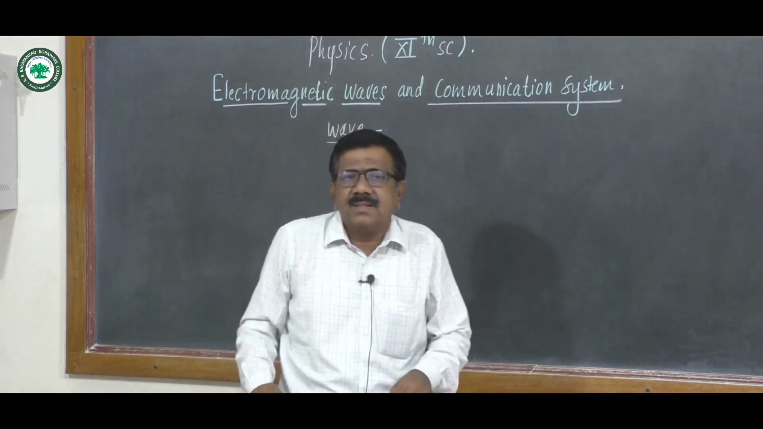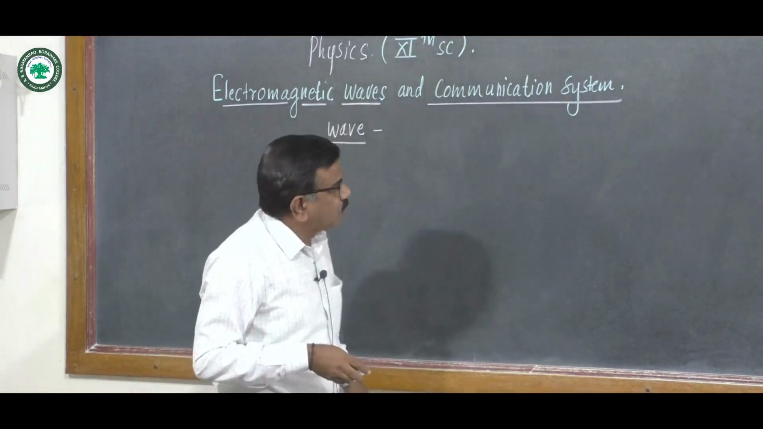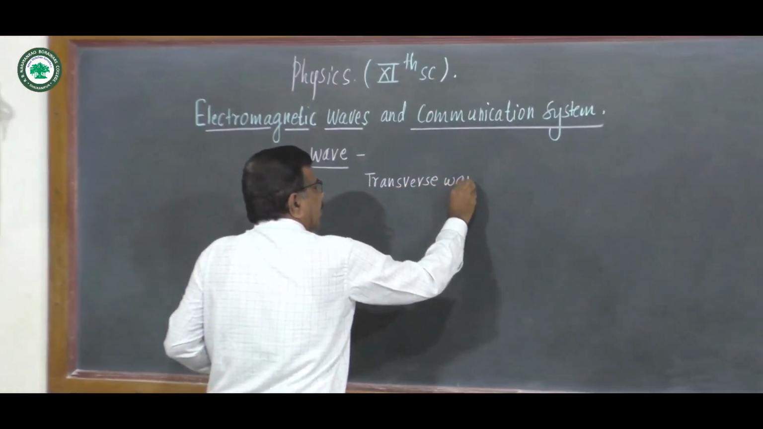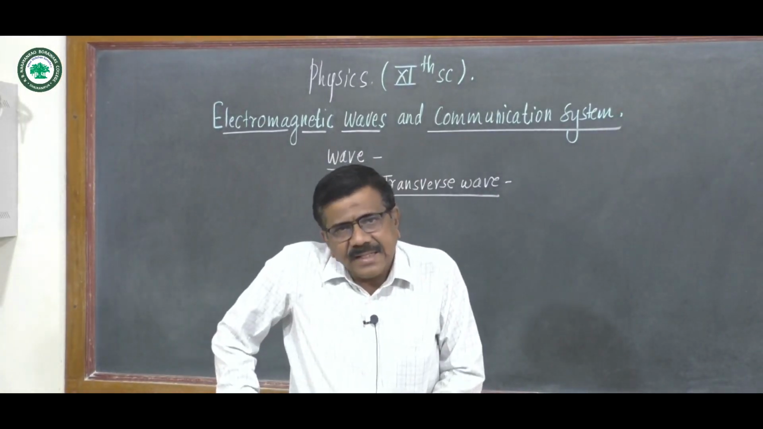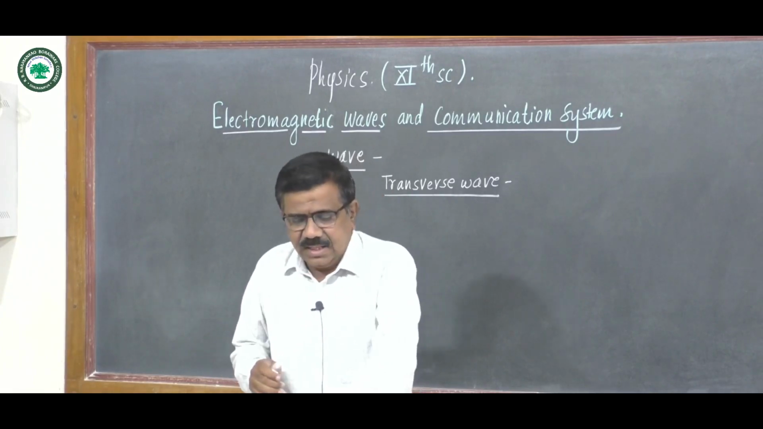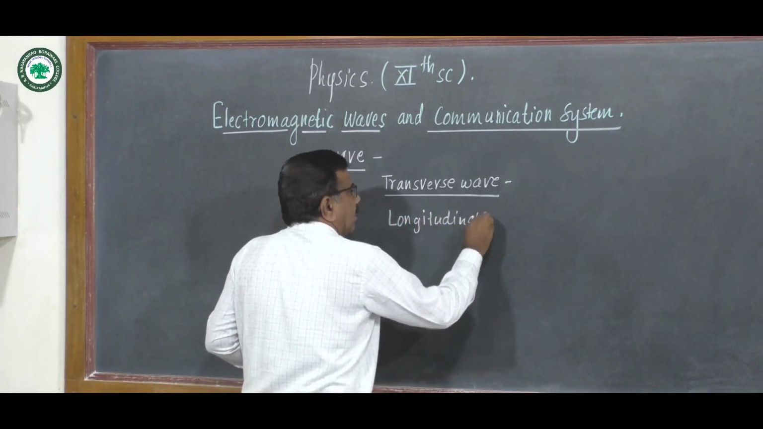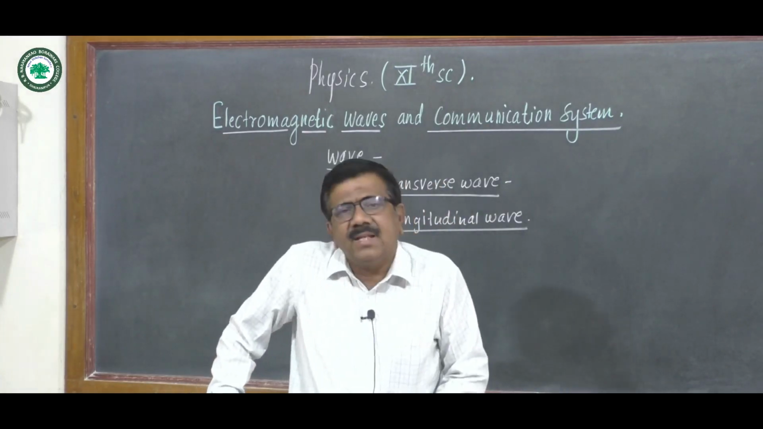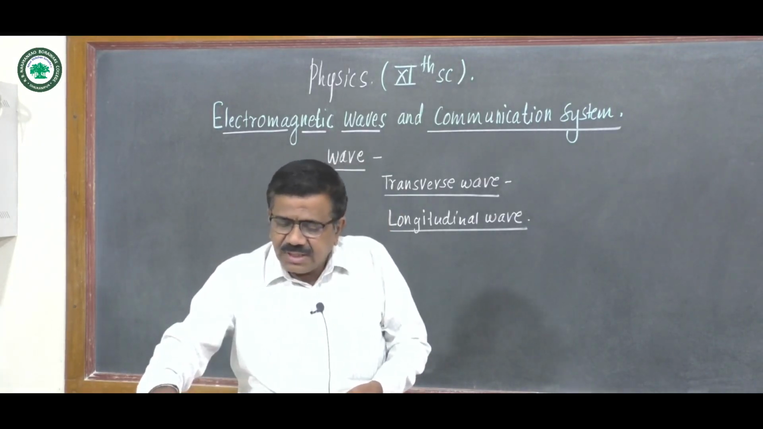An oscillatory disturbance traveling through the medium without change of form is a wave. And we know there are two types of waves, that is transverse wave and longitudinal wave. In a transverse wave, the particles of the medium vibrate in a direction perpendicular to the direction of propagation of the wave. Light waves are transverse waves. In a longitudinal wave, the particles of the medium vibrate in a direction parallel to the direction of propagation of the wave, and sound waves are longitudinal waves.